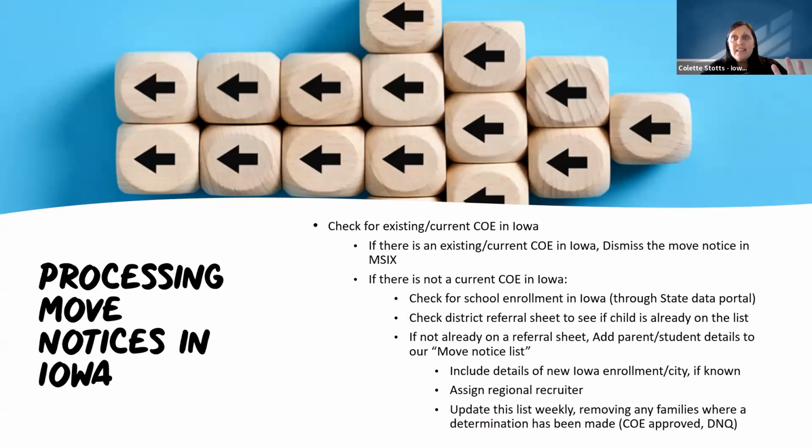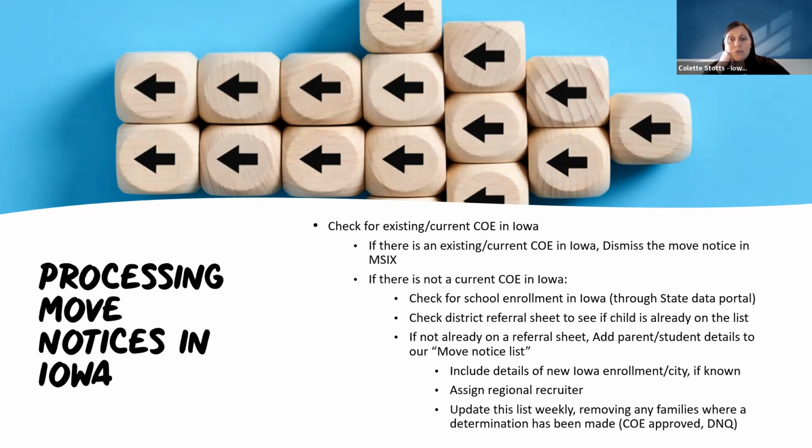And I look at the information that was provided in the MSIX notification, just if there was a general area or city where they were headed. And if that matches or is close to the information that we have on a current COE in Iowa, then I would go ahead and dismiss the move notice in MSIX, just with a comment that we have a COE completed in Iowa.